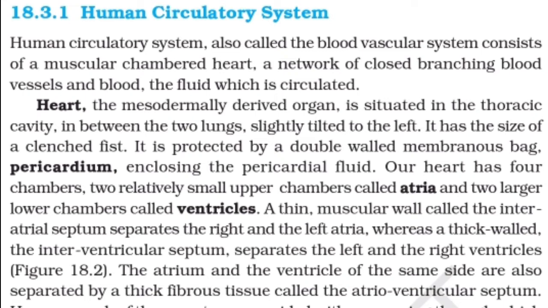18.3.1 Human circulatory system. Human circulatory system, also called the blood vascular system, consists of a muscular chambered heart, a network of closed branching blood vessels, and blood, the fluid which is circulated. Heart, the mesodermally derived organ, is situated in the thoracic cavity in between the two lungs, slightly tilted to the left. It has the size of a clenched fist. It is protected by a double-walled membranous bag, pericardium, enclosing the pericardial fluid.